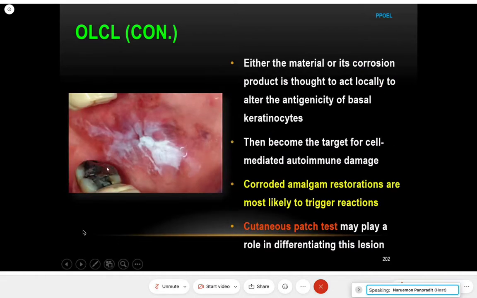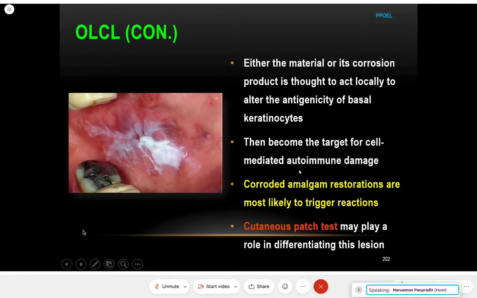This is an example, and you see the old rough surface of an amalgam filling and the lesion is very closely related to this area and found only in one area. So it should be an oral lichenoid contact lesion. And how to treat? You just remove or change the type of material to one that the patient is not allergic to.